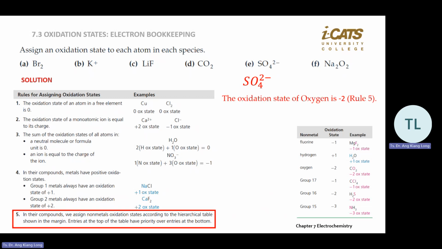Okay, in this case, SO4. So the first step, you see oxygen already, write oxygen. What is the oxidation state of oxygen? It is -2. You need to write this statement in the answer if the question asks you to assign an oxidation state for each atom in each species. Okay, so then you have solved oxygen already. So if you do the calculation, you know S is -2.